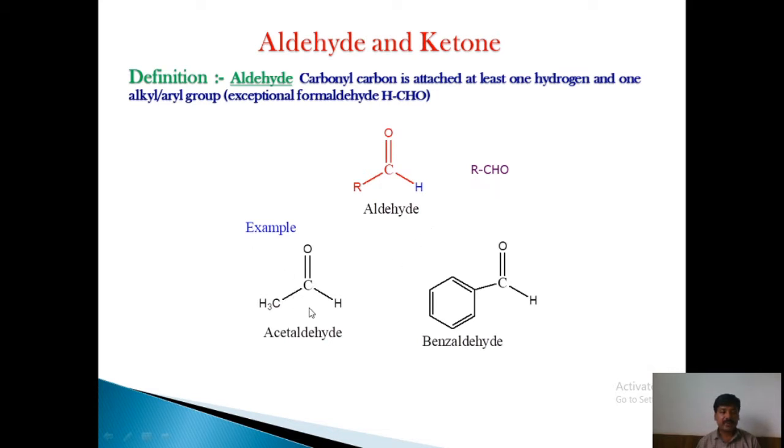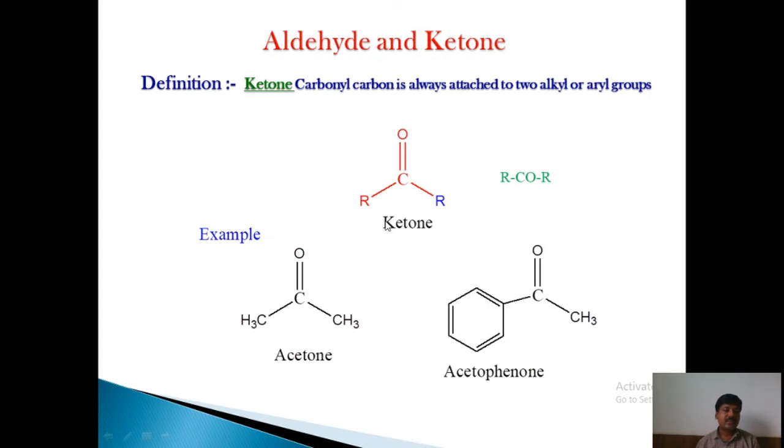This is the example of aldehyde. One is acetaldehyde, another is benzaldehyde. This is your aliphatic aldehyde. This is your aromatic aldehyde because it contains an aromatic compound. So keep in mind what is aldehyde: the carbonyl group attached to at least one hydrogen and one alkyl or aryl group.